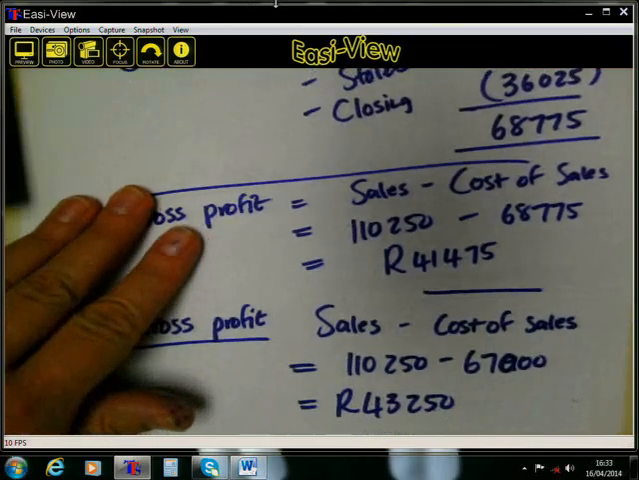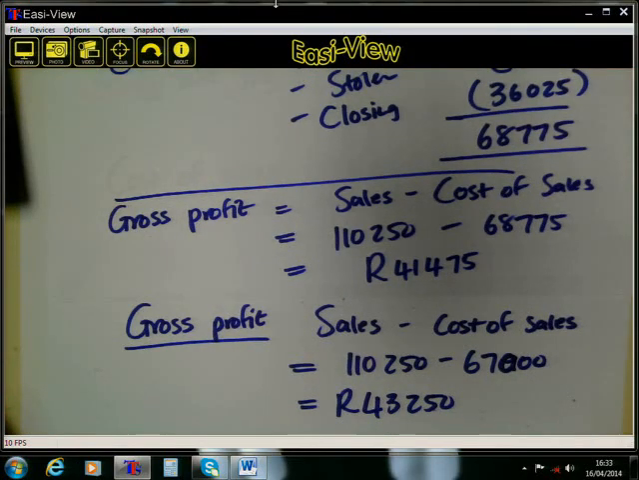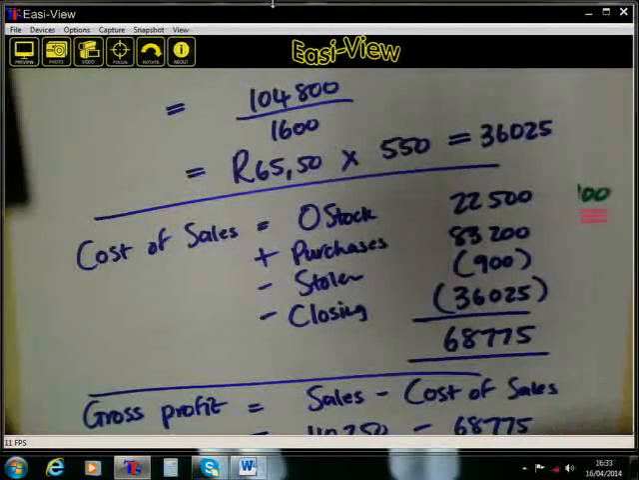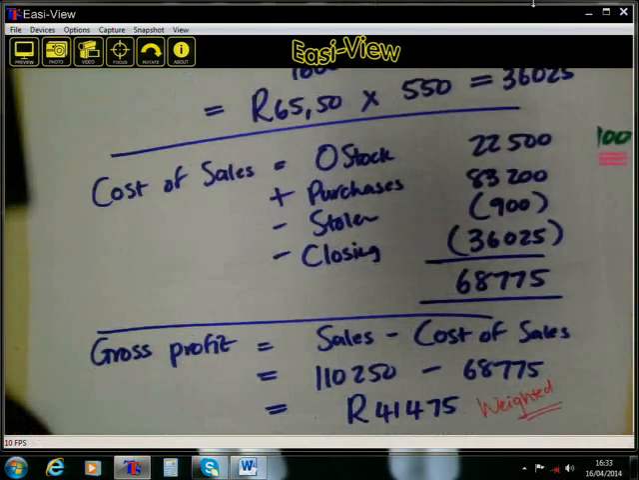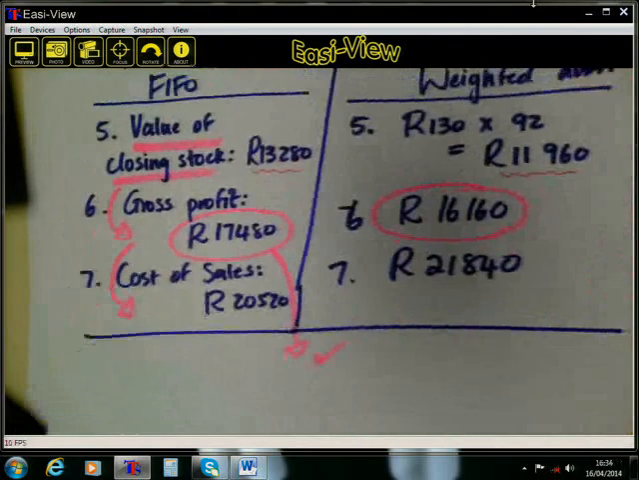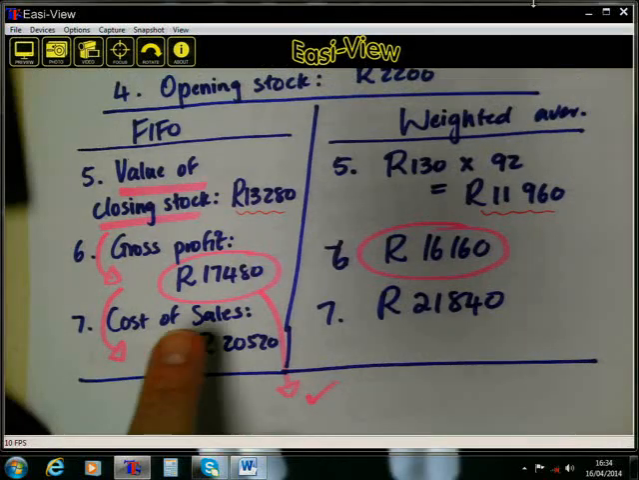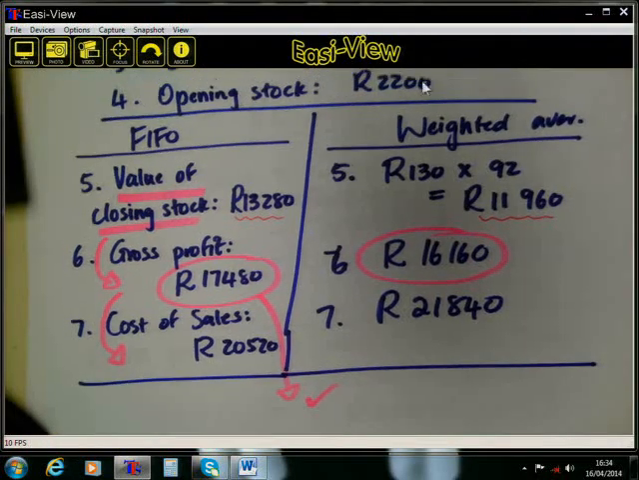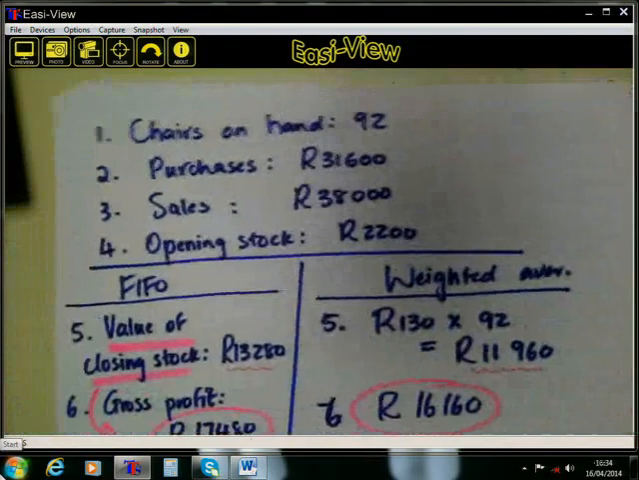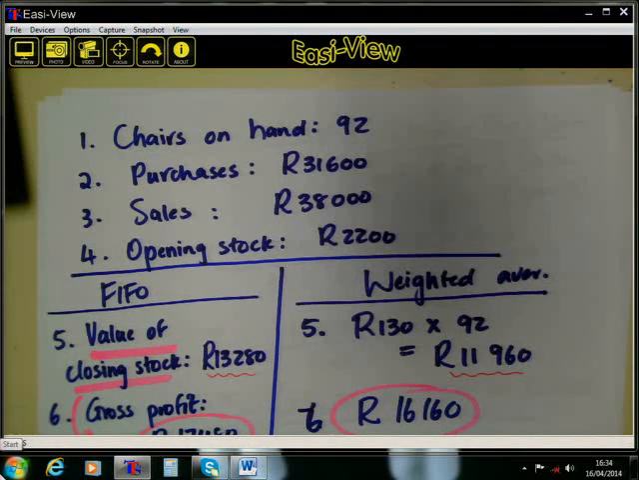So in this case, the gross profit according to the FIFO method was higher than the gross profit according to the weighted average method. But that is not what it's all about. It's about the fact that you must be able to do them both. And I'm back at this one. This one was also, the FIFO was also higher than the weighted average. Okay? It doesn't matter, are we busy with chairs? Are we busy with soccer balls?